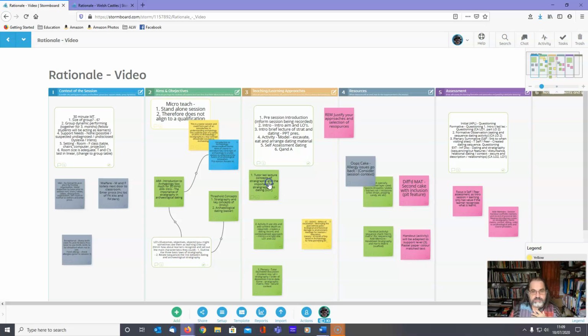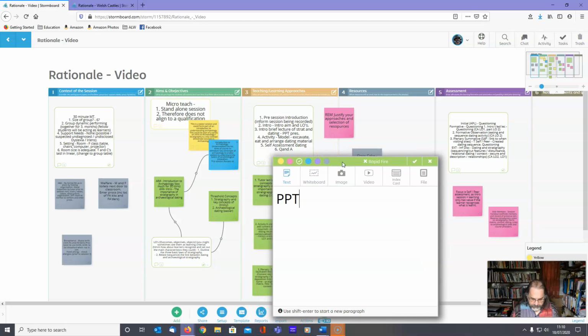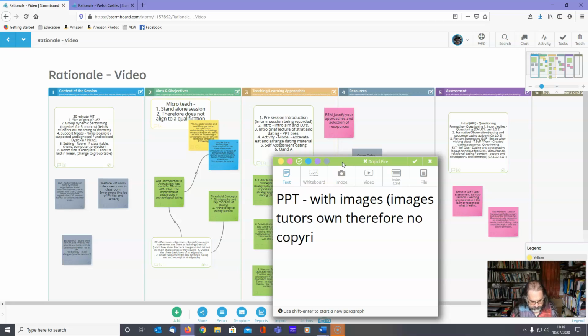Right, now, what resources am I going to use to help do that? On here I've noted that there's a cake, but because I've now added a PowerPoint, I better put that in. So I've got a PowerPoint with images, tutor zone, therefore no copyright issues. Okay, superb.